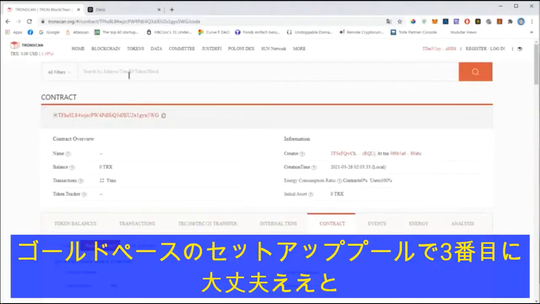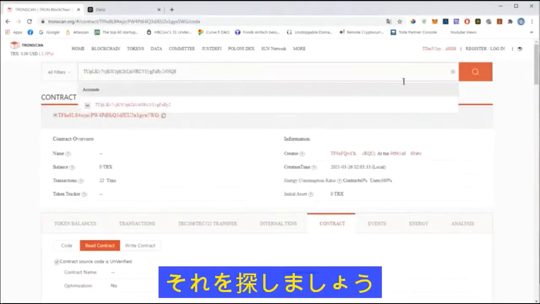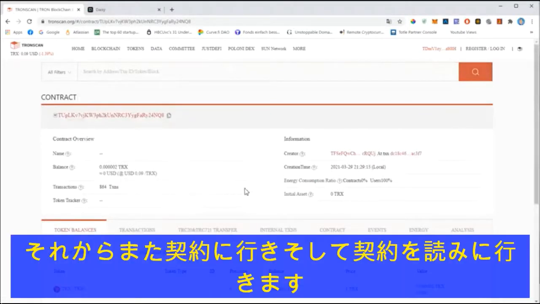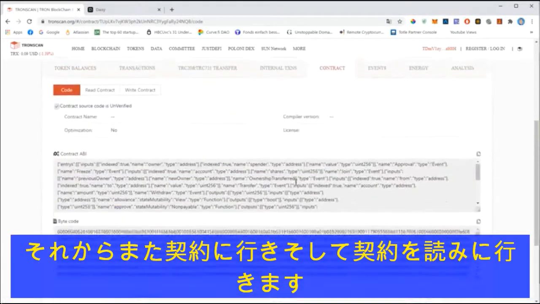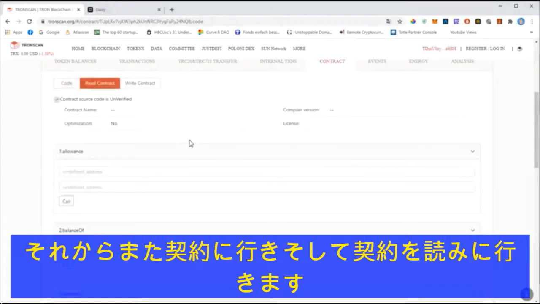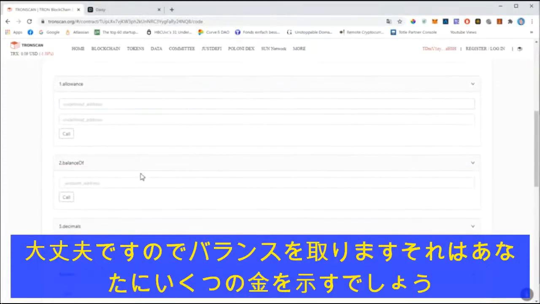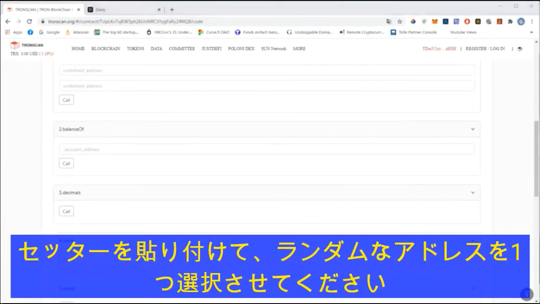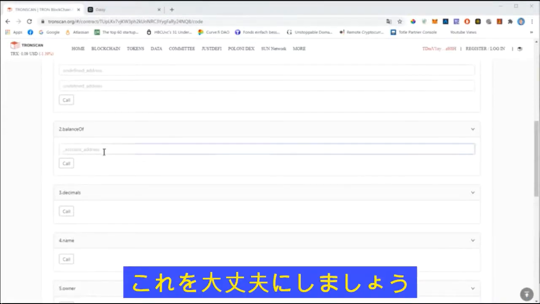Okay. Let's search for it, and then we go to contract again. Then we go to read contract. All right. So balance of, that will show you how many gold paysetters you have. Let me pick one random address. Let me get this one. Okay.